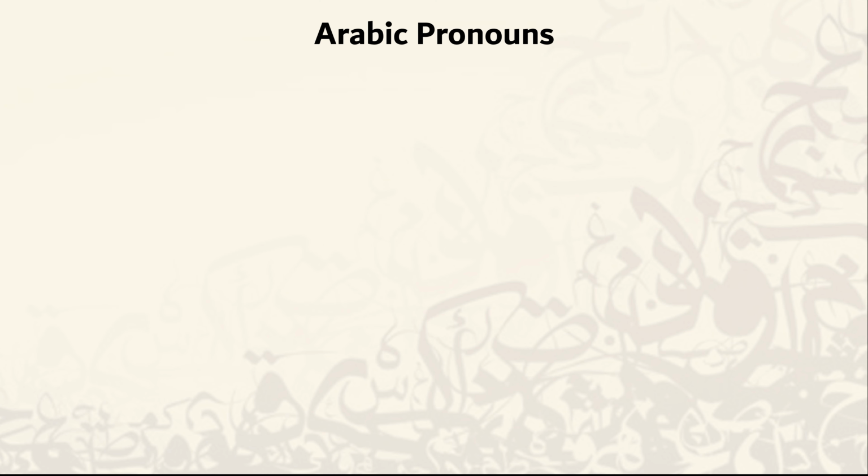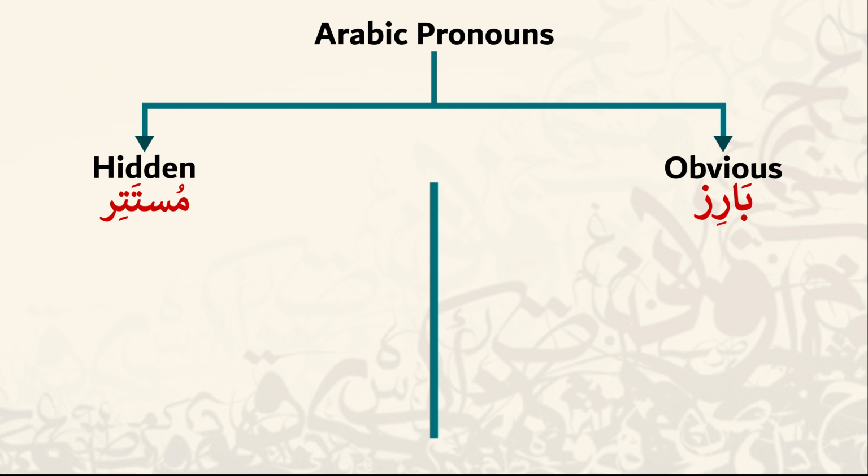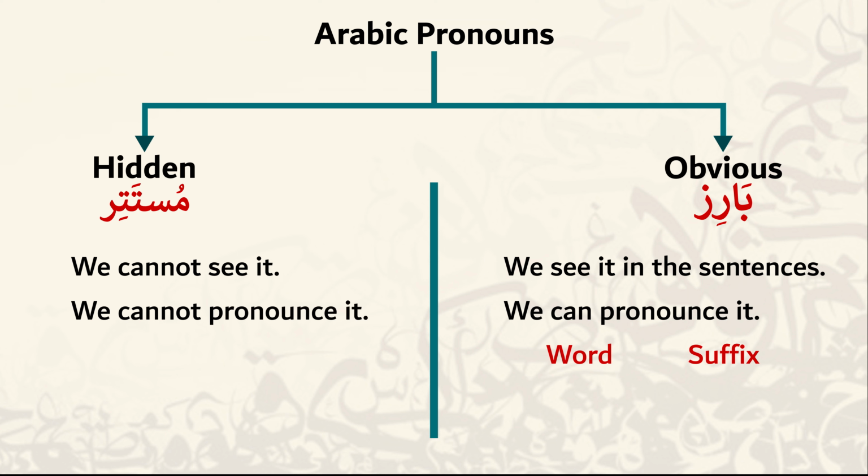An Arabic pronoun can basically be classified into two main categories: obvious, بارز, or hidden, مستتر. What is the difference between them? The obvious pronoun, الضمير البارز, is a pronoun you see in the sentence, whether it's a separate word or is connected to another word as a suffix. So you will see it and you will pronounce it. On the other hand, the hidden pronoun, الضمير المستتر, is hidden. You cannot see it or pronounce it.